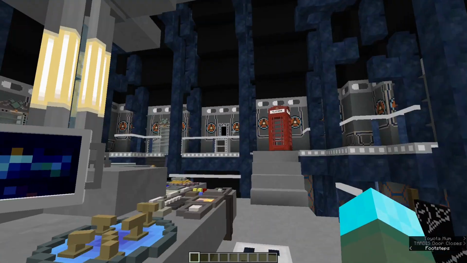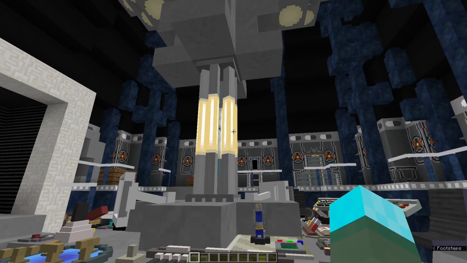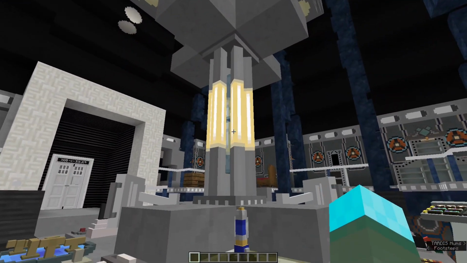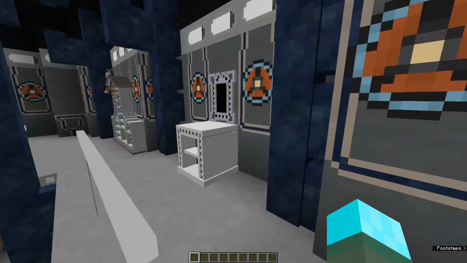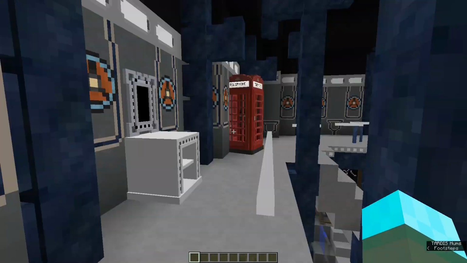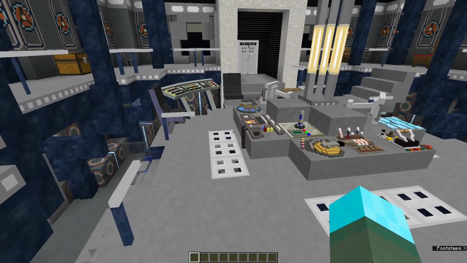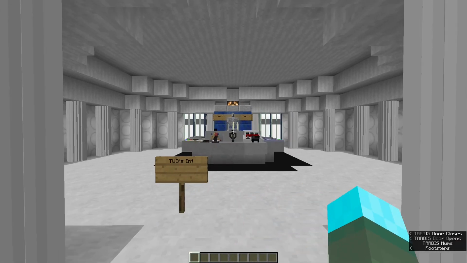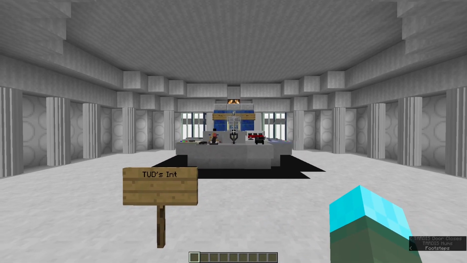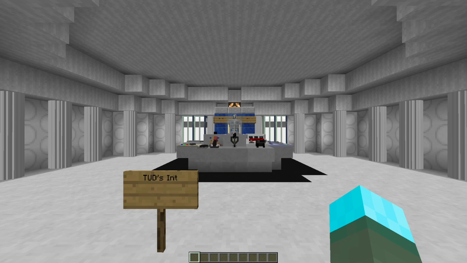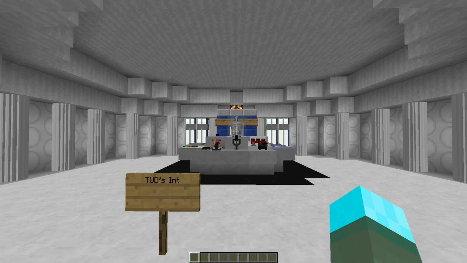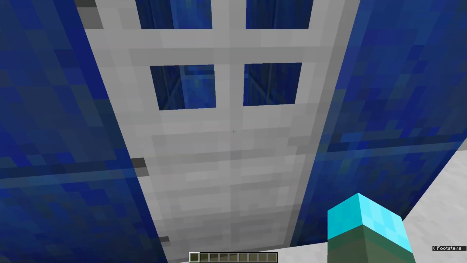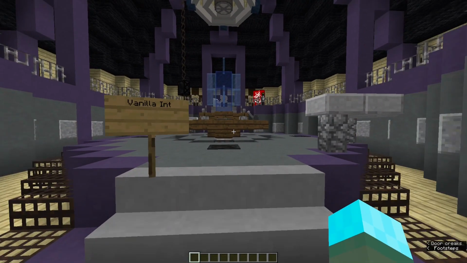This is the 12th Doctor interior, different from the 11th Doctor 2013 interior, where this is instead blue and there are fewer bookshelves, because the 12th Doctor is for some reason obsessed with books and research. TUD's interior. TUD stands for the Universal Doctor. Vanilla interior.